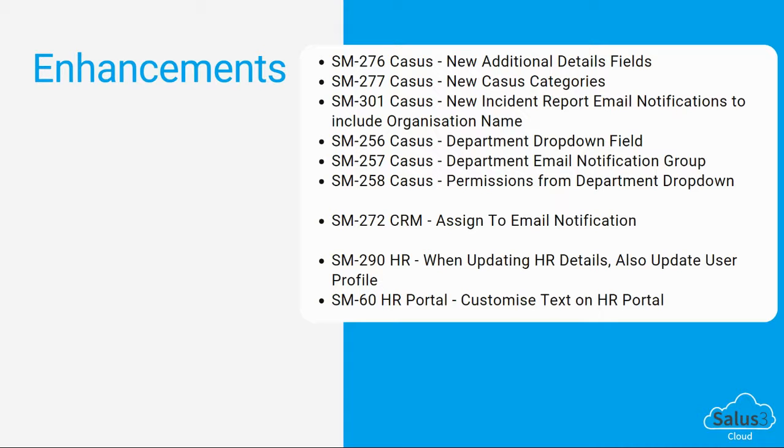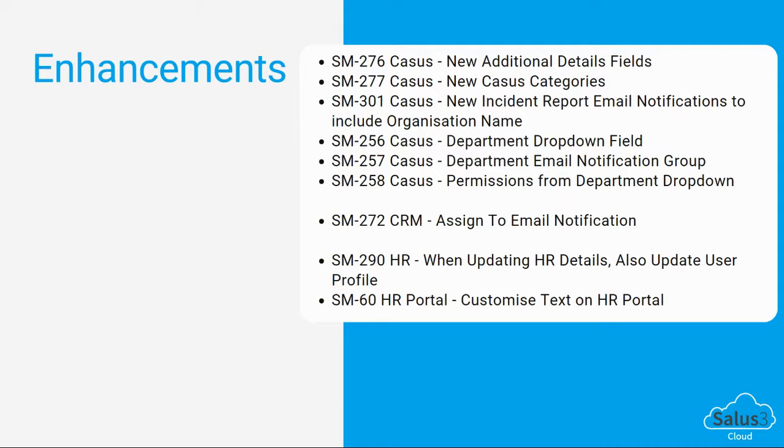We have implemented some new cases categories in the drop-down lists. When an incident email notification is created, that now includes the organization name. That's particularly useful where the same email address may be used for multiple users or organizations where you've got more than one account.